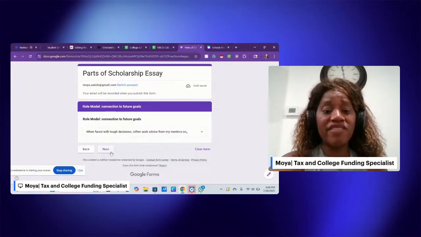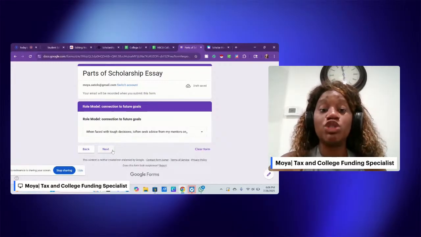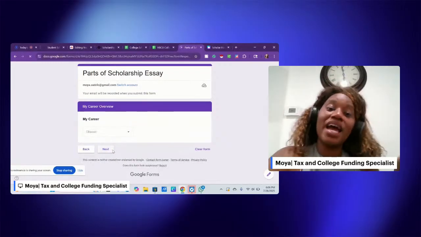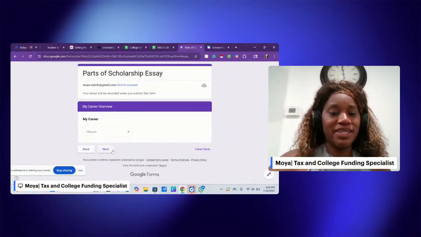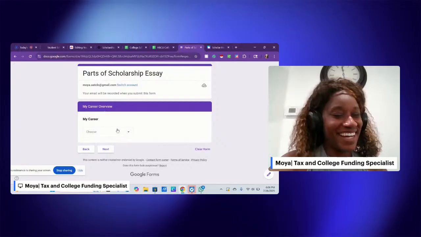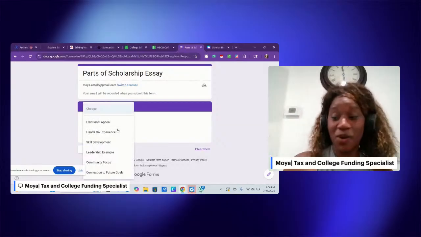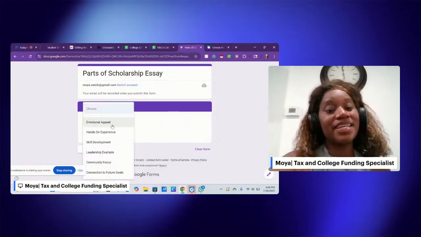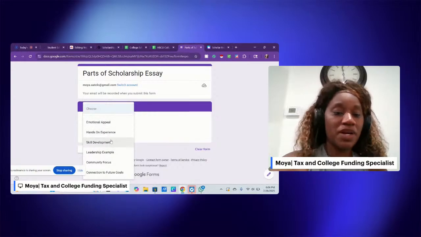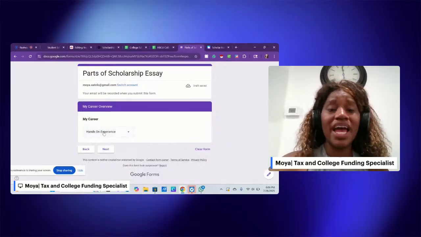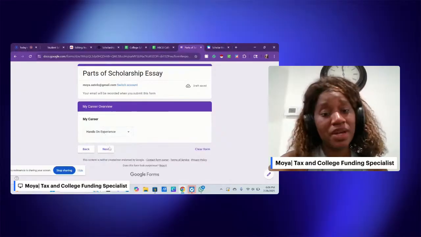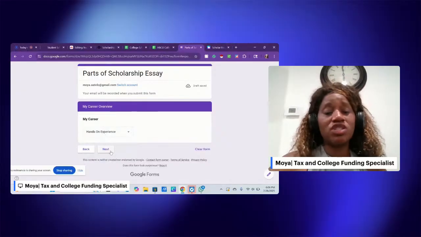And then if you have a teacher or coach that further highlighted what it is that you're looking to do, then that helps. Okay. So my career, this is like 7 or 8. You guys have your list. So I hope you're keeping track. So we're talking about emotional appeal, hands-on experience, skill development, leadership example, community focus, connection to the future, goals. Which one do you want to choose? Choose any one.